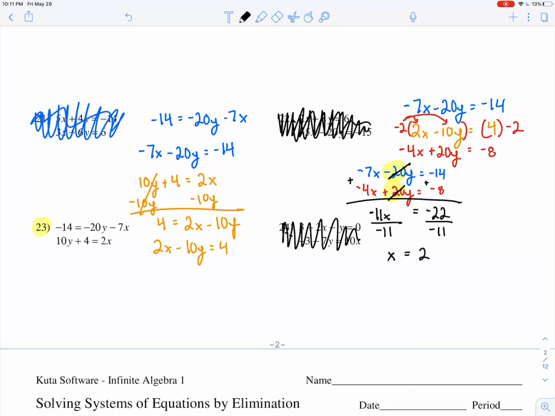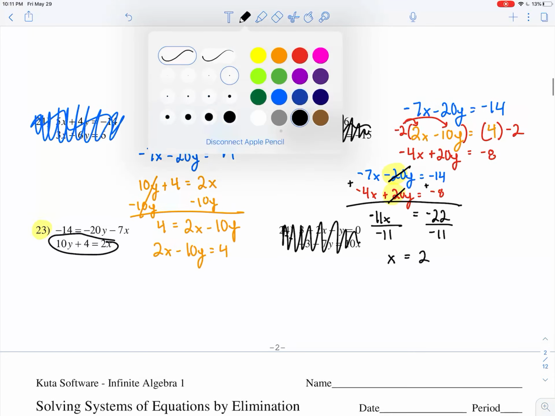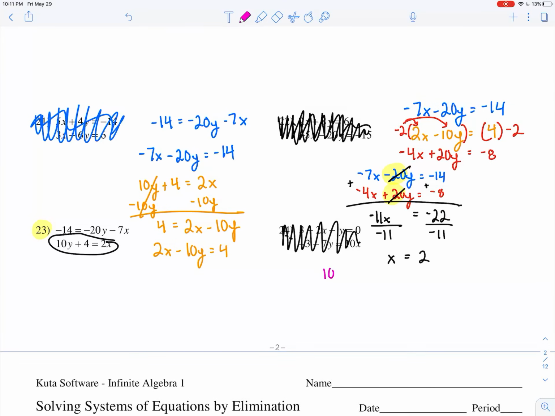Okay, now what we can do is take this value and plug it into one of the equations for x. So I'm going to plug it into this bottom equation here. So 10y plus 4 is equal to 2x. I'm going to change colors here to signify that I'm doing a new step. So 10y plus 4 is equal to 2x, or 2 times x, which we'll replace with a 2, because that's what we said x is equal to. So 10y plus 4 is equal to 2 times 2, which is 4.